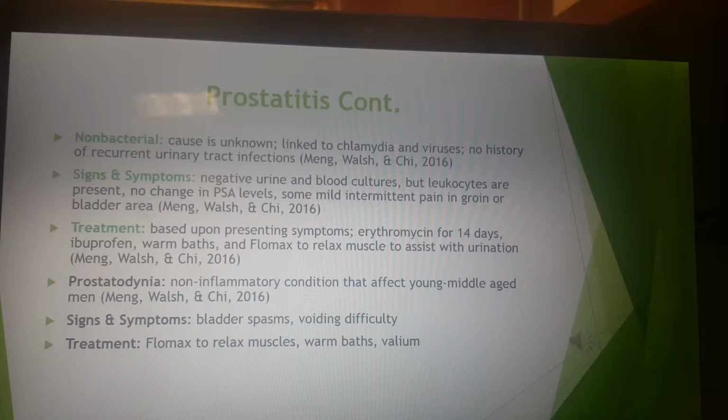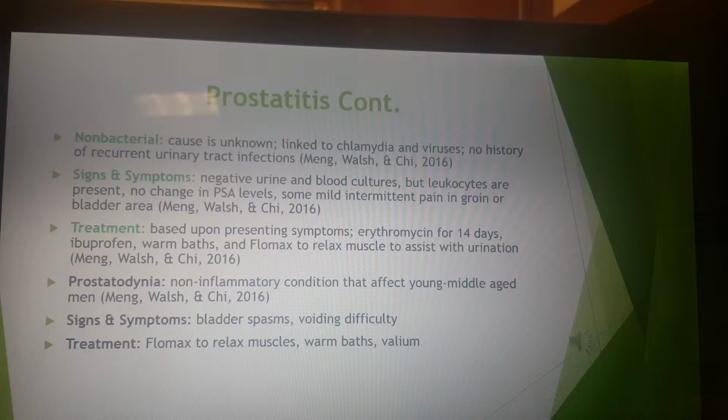Other forms include non-bacterial, which is usually linked to chlamydia or viruses and has no history of recurrent urinary tract infections. Signs and symptoms are negative urine and blood cultures, but leukocytes are present, no change in PSA levels, and mild intermittent pain in groin or bladder area.